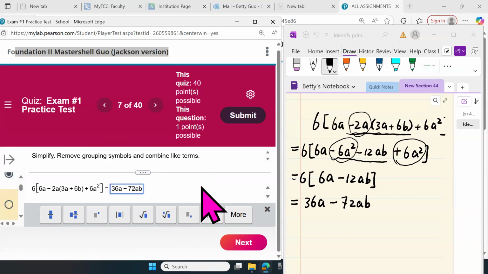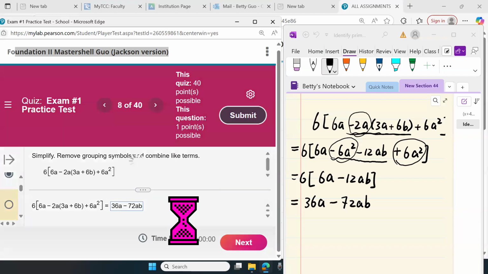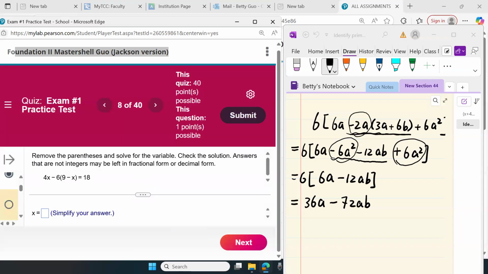So this problem is about the distributive property. It's more complicated than what we had in class. Next, remove the parentheses and solve for the variable. Check the solution. Answers that are not integers may be left in fractional form or decimal form. So those are important information and tell you what to enter as the result. It's okay to enter decimal. Sometimes it only requires you to enter a fraction and you have to do so, okay?